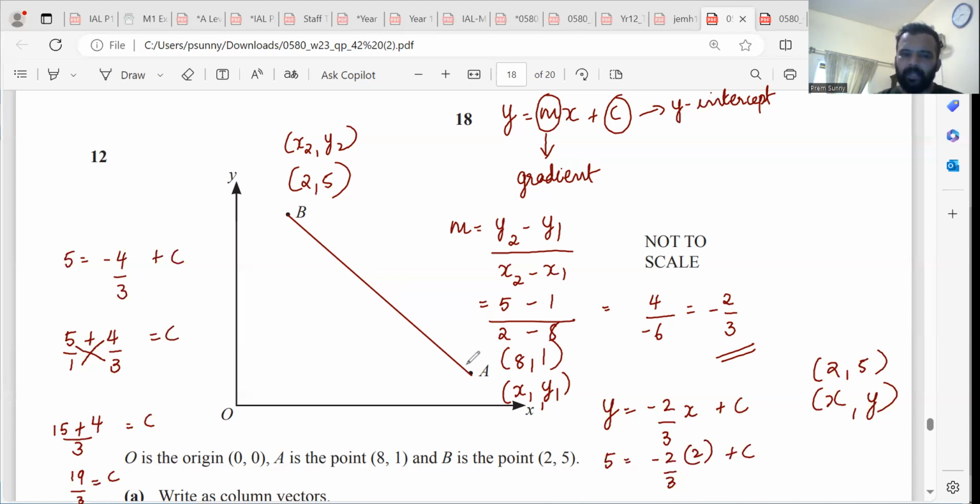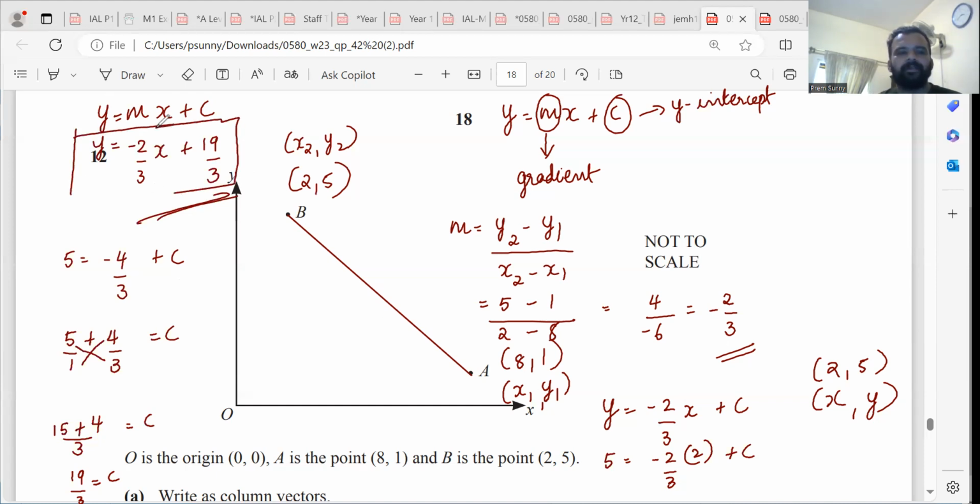Now we need to write the equation of this line AB. The equation of a line is always in the form y equals mx plus c. We got the value for m as minus 2 by 3, x plus, and we got c as 19 over 3. This is my final answer. This is my equation: y equals minus 2 by 3 x plus 19 over 3. So now we are done with our B part.